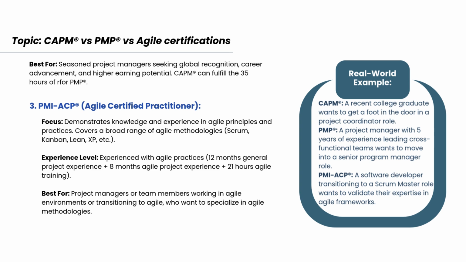Now, let's look at the real-world examples to differentiate better. CAPM. A recent college graduate wants to break into project management with a role like project coordinator. PMP. A professional with 5+ years of project leadership experience wants to take the next step into senior roles. PMI-ACP. A developer or team lead shifting to Agile roles, such as Scrum Master, wants to validate their Agile knowledge. So depending on your experience and career goals, you can choose the certification that best matches your profile.